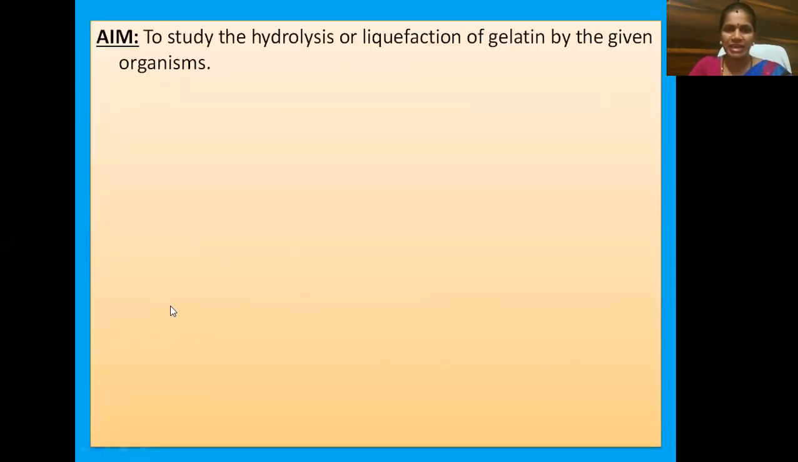Now let us go to the aim of the experiment. The aim of the experiment is to study the hydrolysis or liquefaction of gelatin by the given organisms. This particular question you have in your examination for 3 marks, which comes under the spotters. In the exam, usually you'll get a photograph, or you are going to be shown a test tube, positive or negative. You need to comment on that particular technique, whether that is a gelatin positive test or a gelatin negative test.